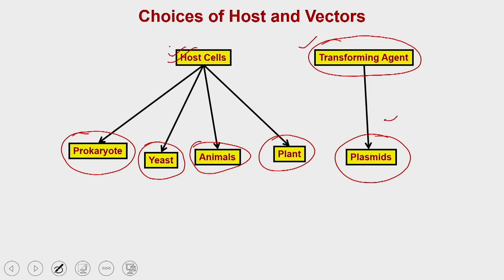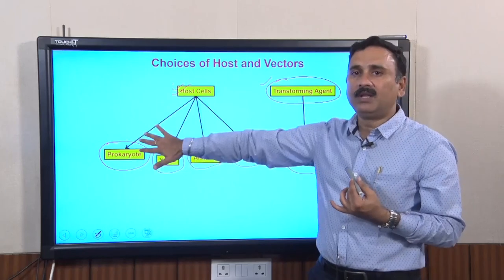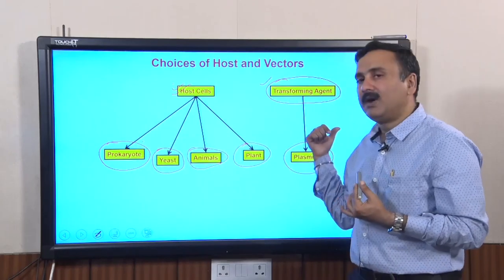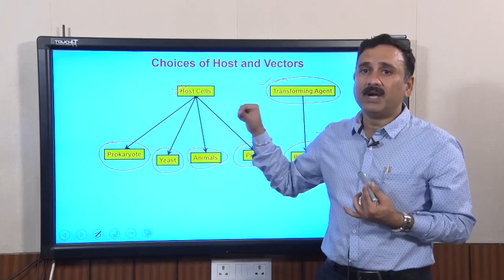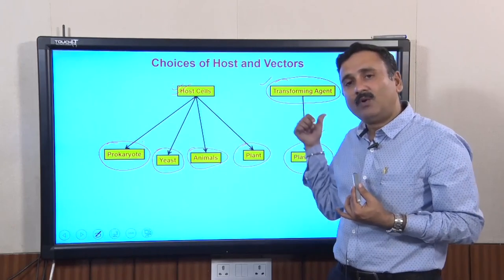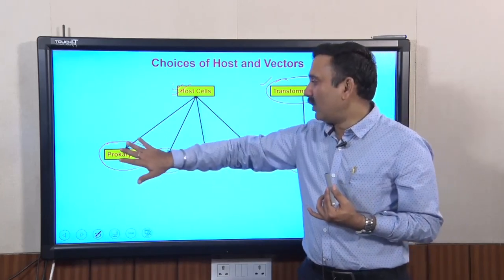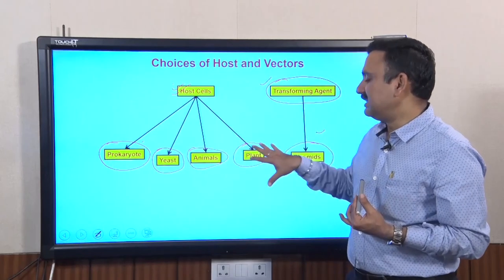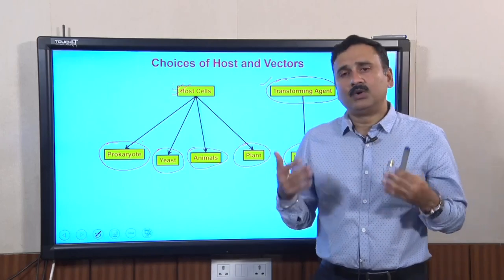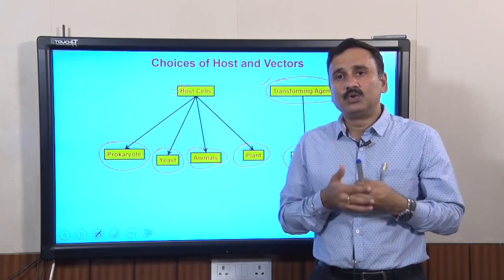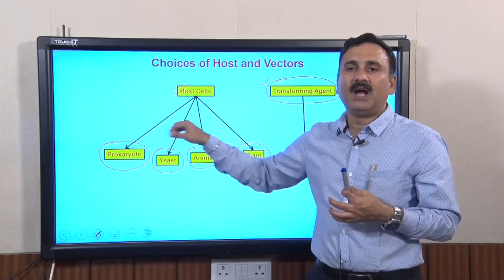So, what will be the basis on which you are going to choose the host strain, because once you select the host, then you automatically have to select the transforming agent, which is the vector that is going to produce the protein in these host cells. We have already discussed the different types of vectors available for the E. coli system, yeast system, mammalian system, as well as the plant systems in our previous lectures. But the question is, what would be the criteria to choose the prokaryotic versus the eukaryotic system, from yeast to animals as well as the plant?